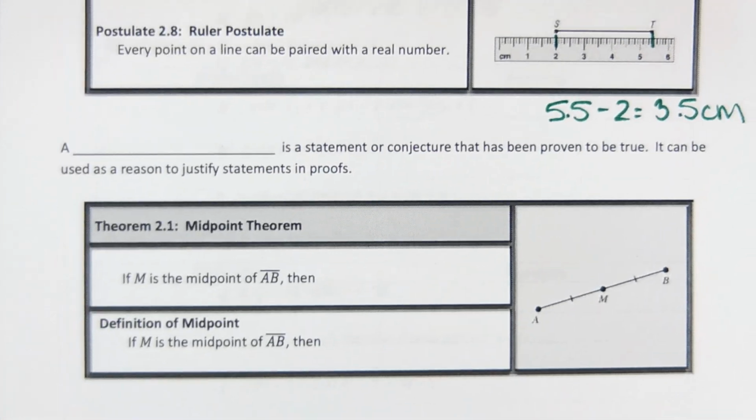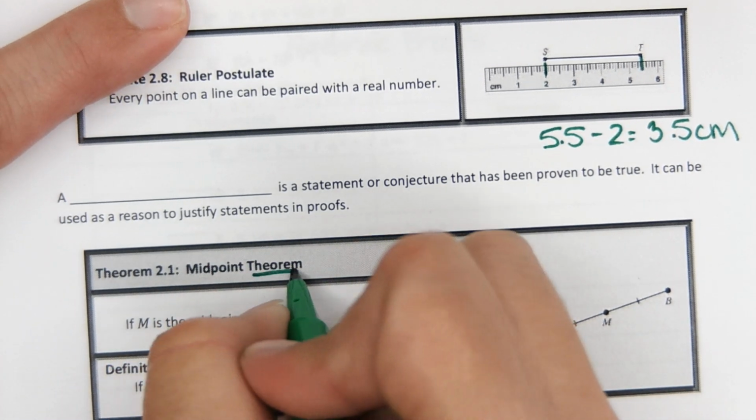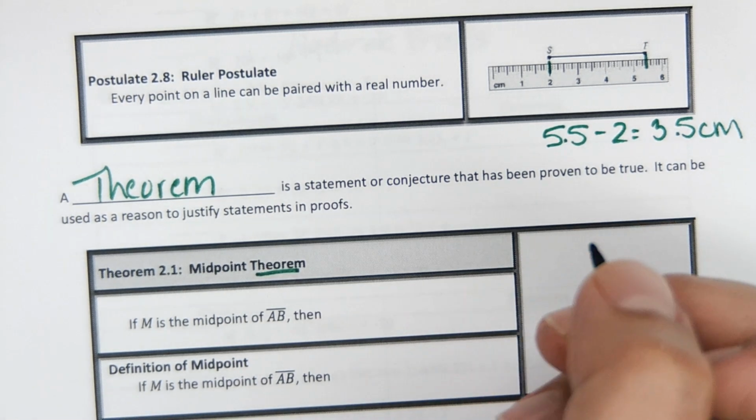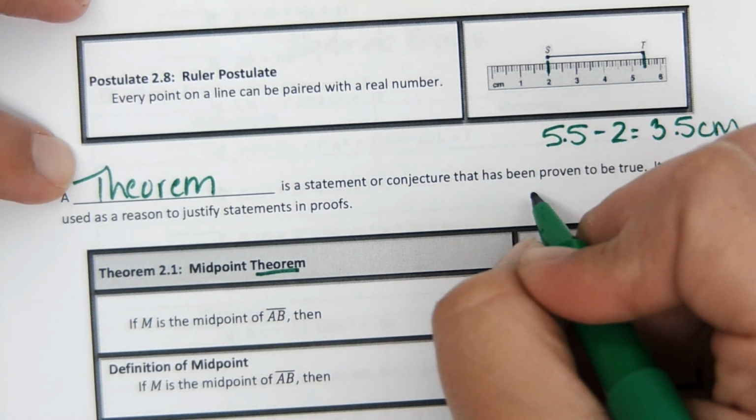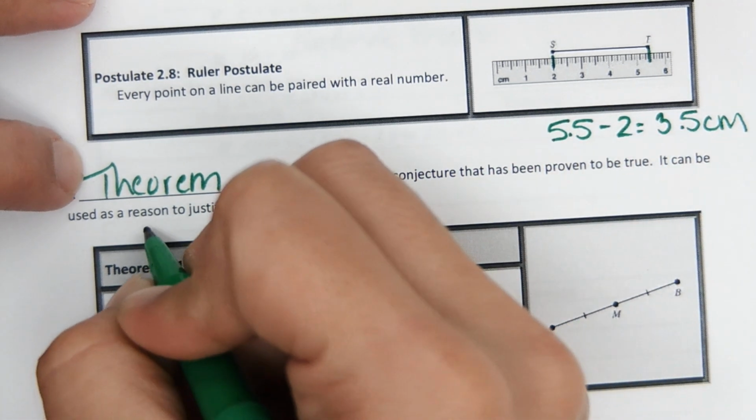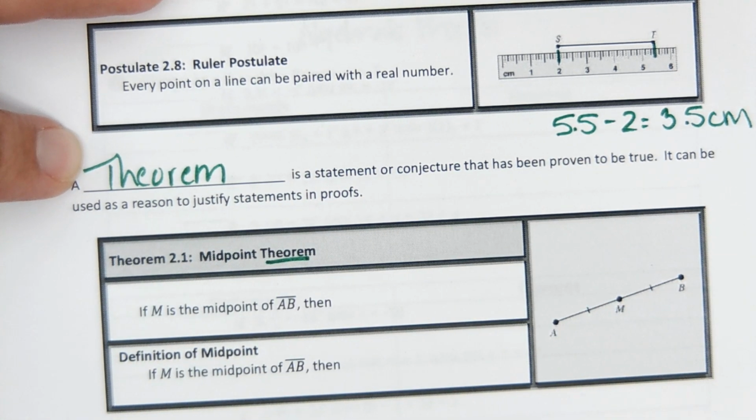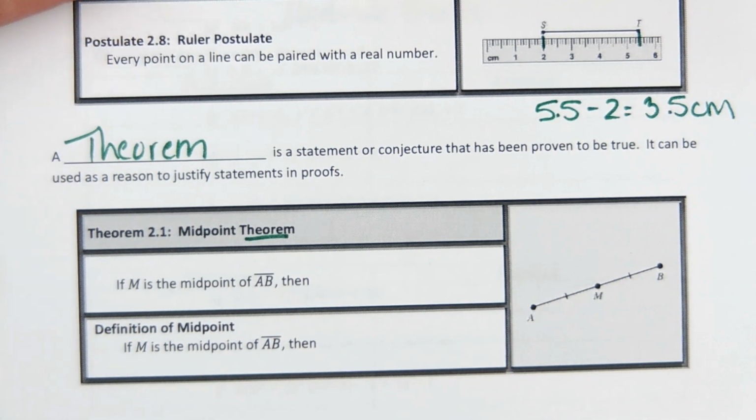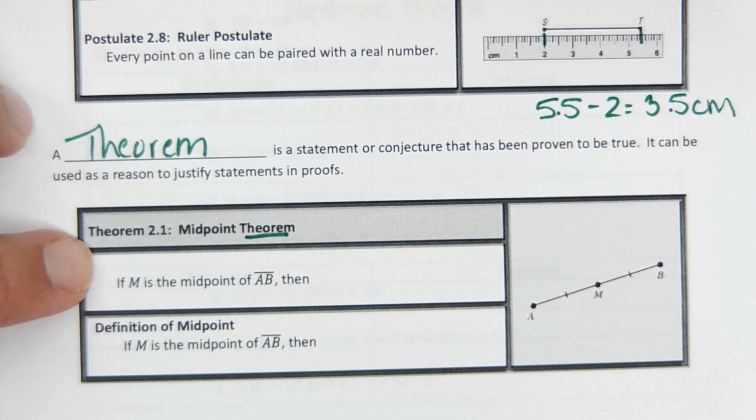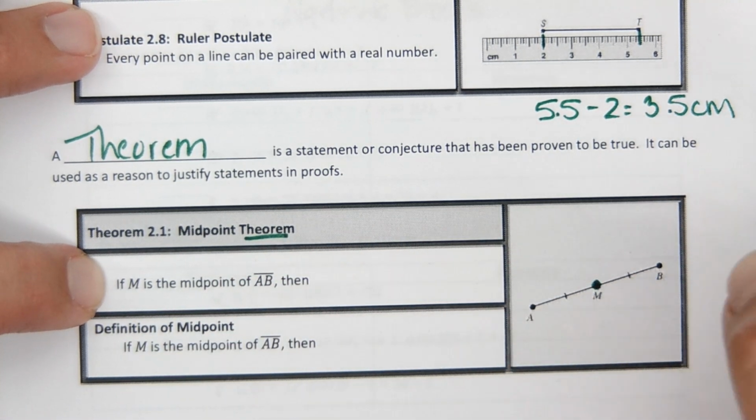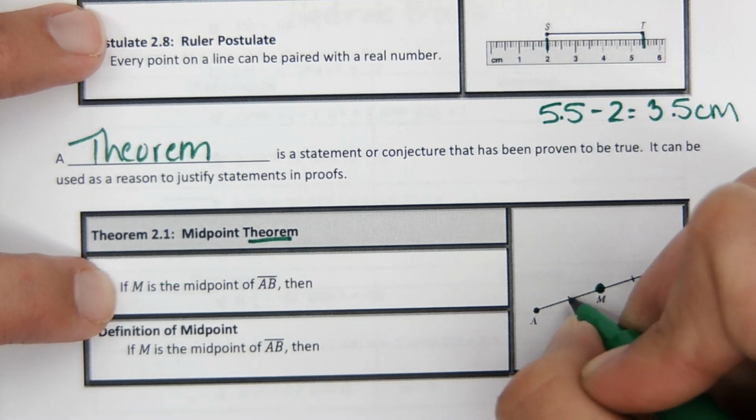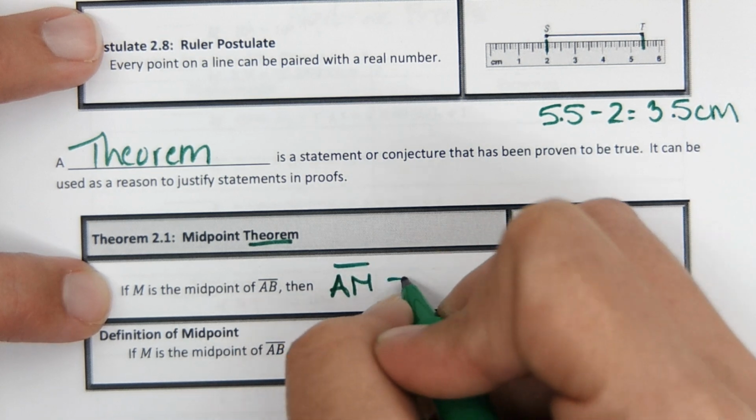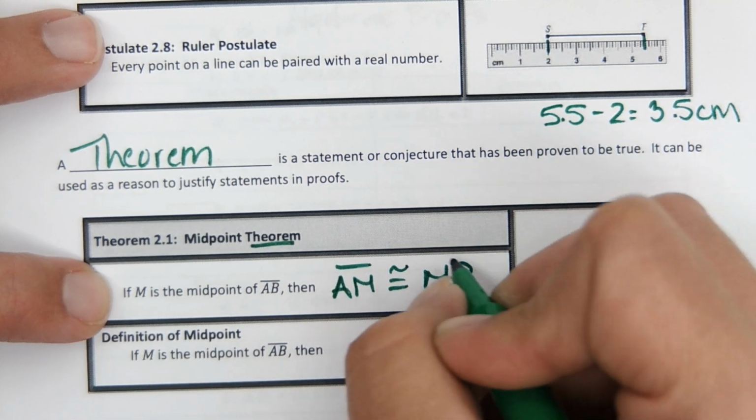And then we are going to bring in the word theorem. So we have postulate, which is just a statement that's already true. A theorem is a statement or conjecture that has been proven to be true. It can be used as a reason to justify statements in proofs. So a theorem is a statement that's already been proven. So for example, midpoint theorem. It says if M is the midpoint of segment AB, then AM is congruent to MB.